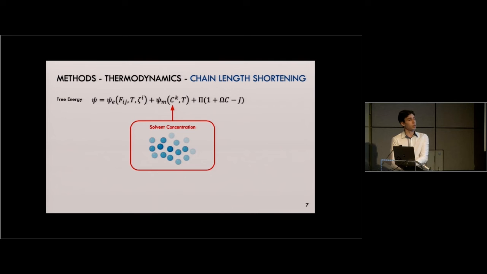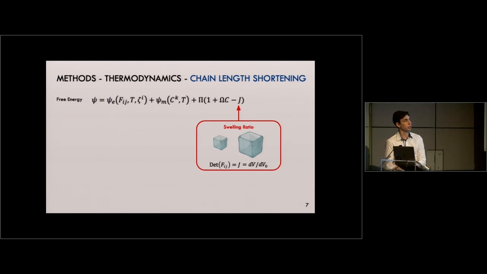And so the mixing energy depends on how much solvent we have, so how much swelling we have. And this swelling is determined by the swelling ratio, which is the ratio of final volume to initial volume. So a large swelling ratio means we're very swollen, and a smaller swelling ratio means we are more contracted.